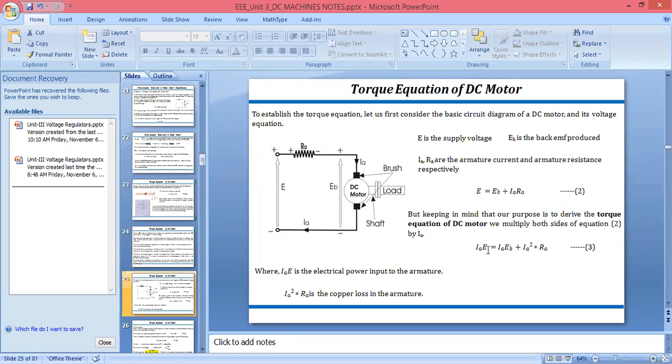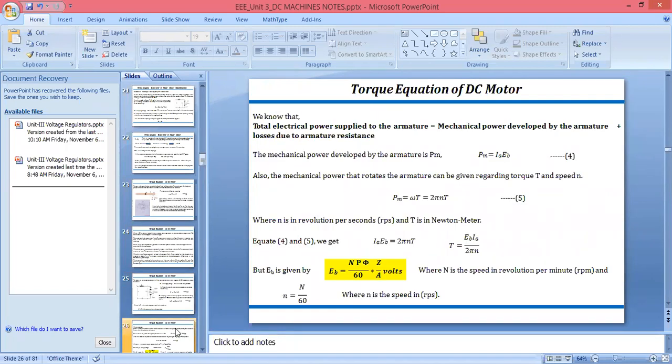So we can write this equation as IA EB plus IA squared RA, into VA, because IA RA I can write as EA or VA. But we know I into V is nothing but power, so we can take it as a copper loss. So you can see the equations here. I can write RA into EB as a power loss.